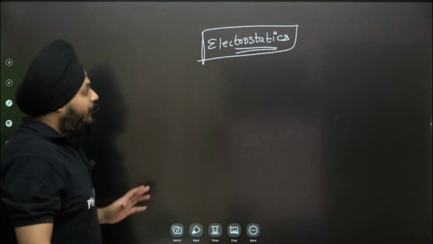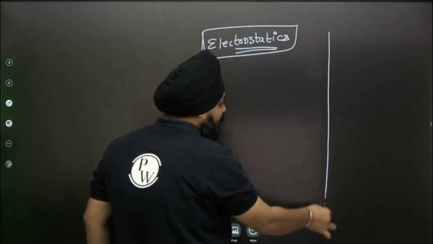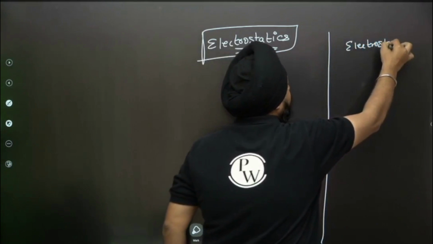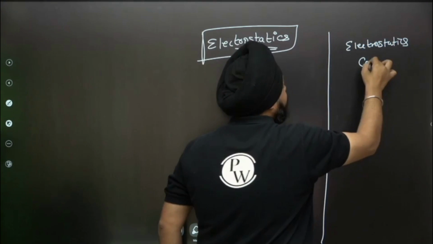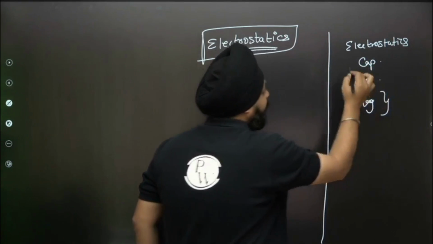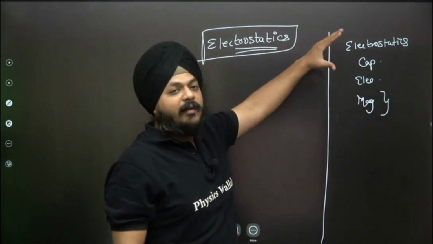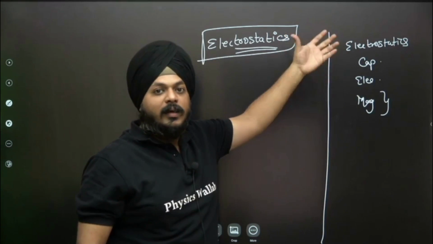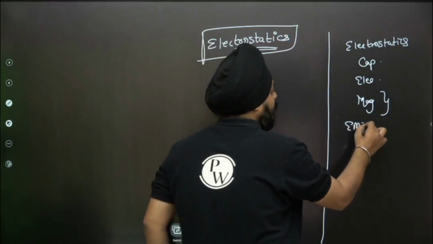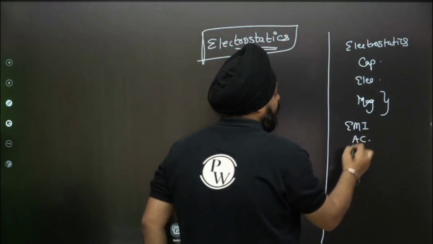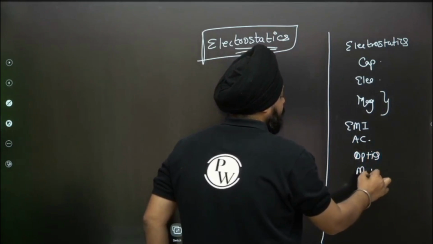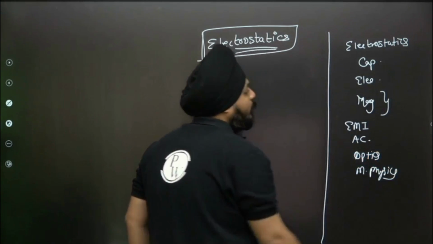Okay, so first of all, the syllabus of the 12th is designed like this: electrostatics, and there comes capacitance, and there comes current electricity. And here comes the part of magnetism. First, electric field and electricity is going to come, then magnetism will come. Then the relation between them, electromagnetic induction, AC, optics and modern physics. This is how the syllabus is designed.